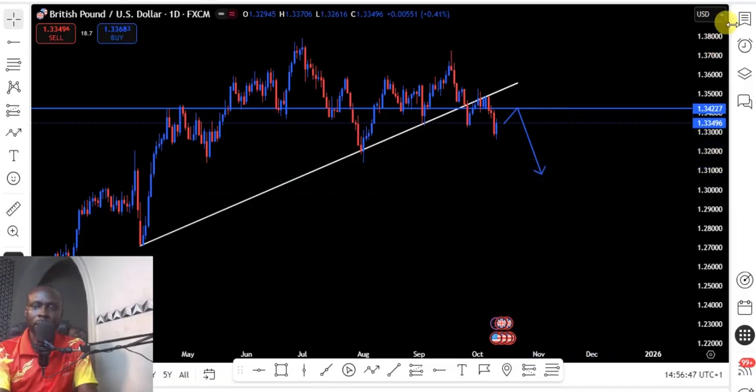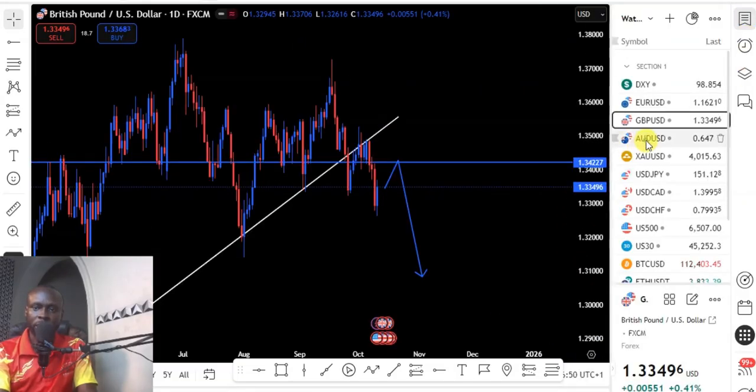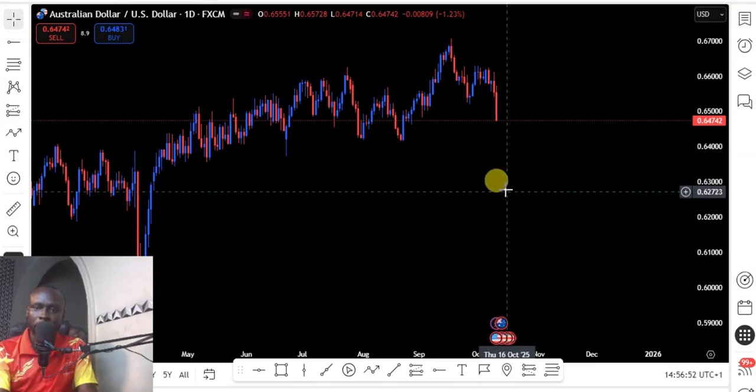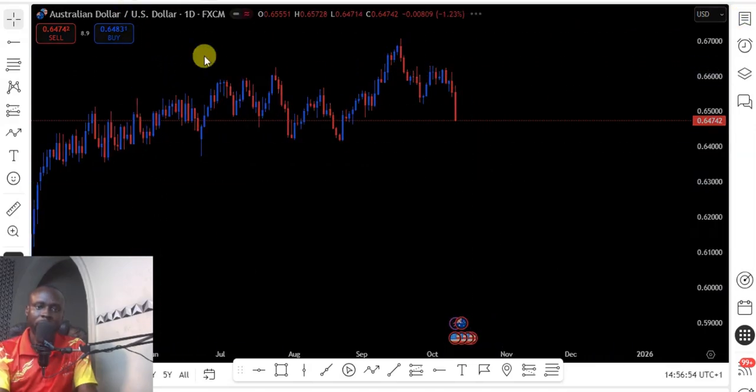So let's look at our next pair, which is the Australian dollar USD. Let's start from the weekly chart.